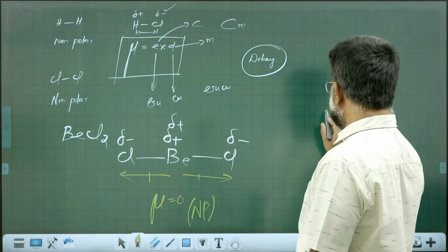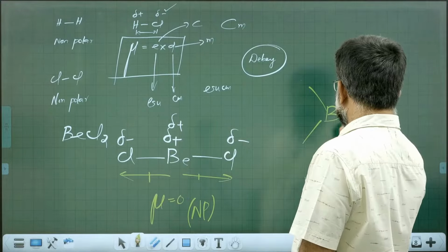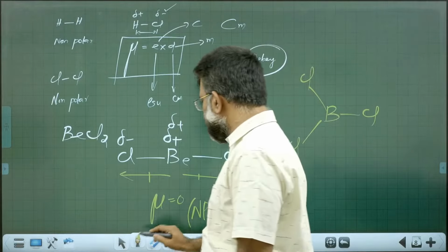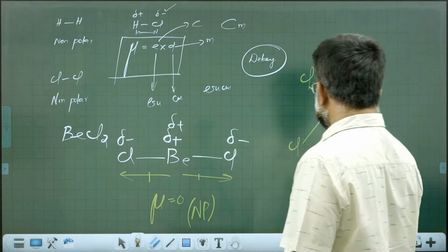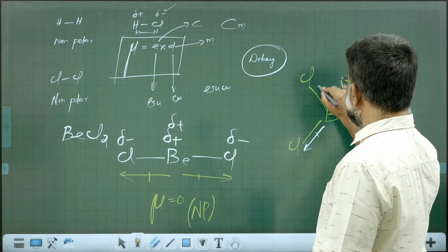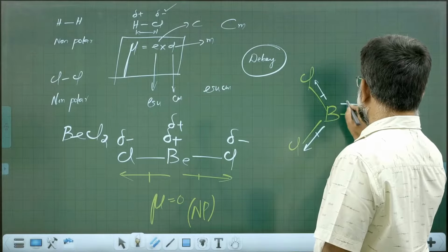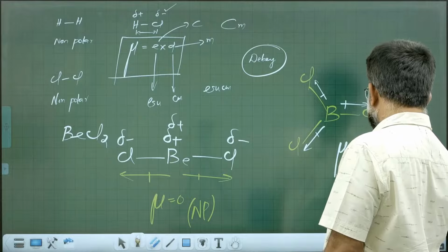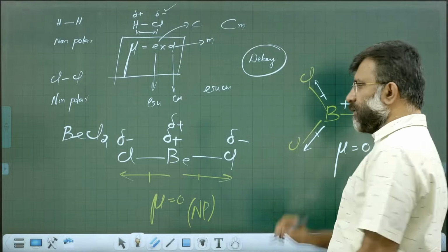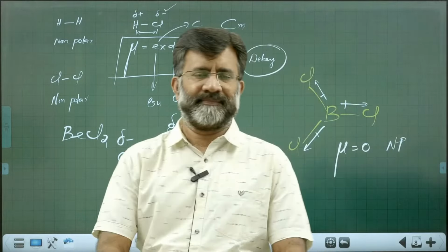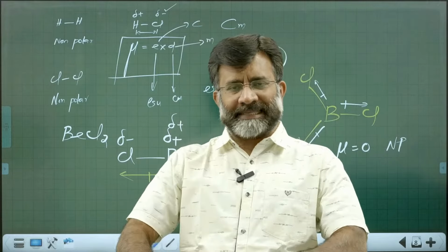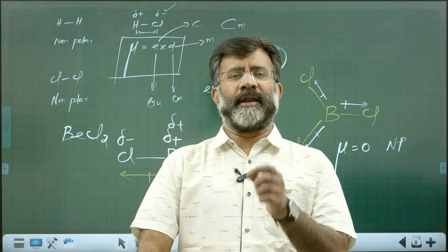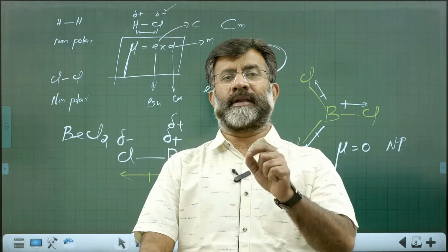If you take BCl3, the same scenario happens. The three dipole moments, the three polarities, get cancelled mutually across the 120-degree bond angle, and the molecule is non-polar. Dipole moment is 0 and it is non-polar. So the structural identity of a molecule has a great influence on the polarity.